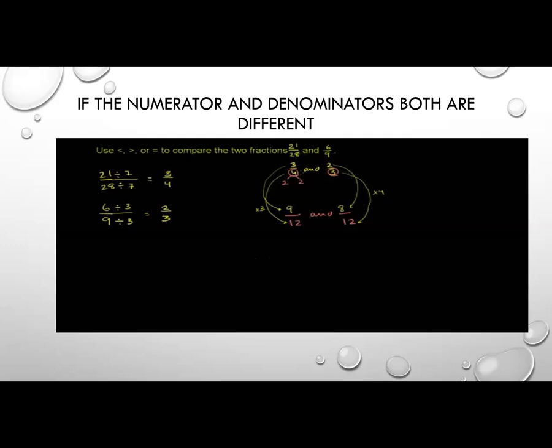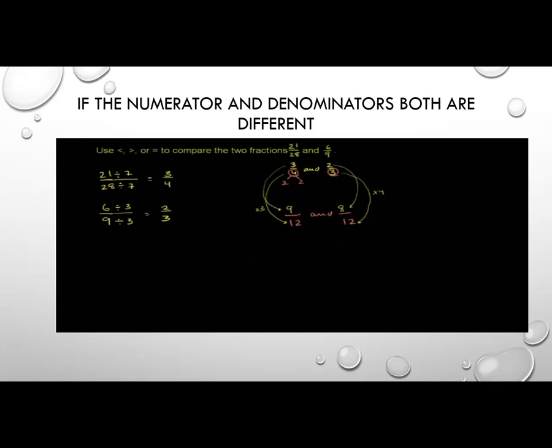Now when we compare the fractions, it's pretty straightforward. 21 over 28 is the exact same thing as 9/12, and 6/9 is the exact same thing as 8/12. So which of these is a greater quantity? Well, clearly we have the same denominator right now.